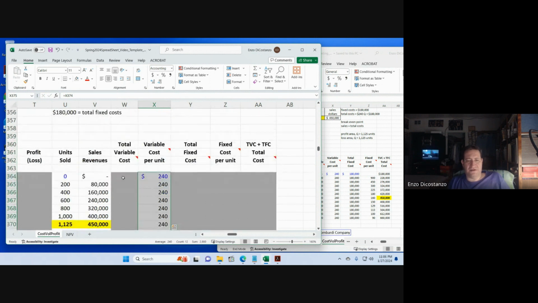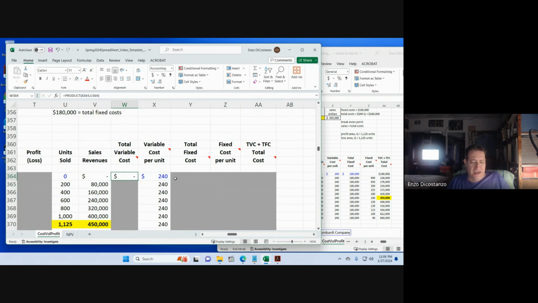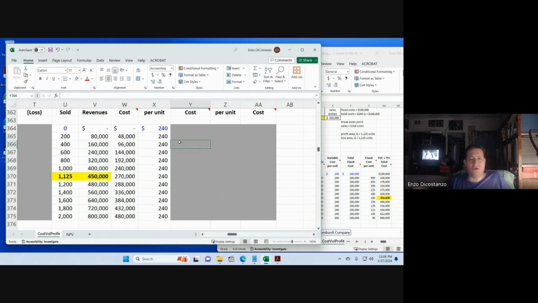That's variable. So the total variable cost will be equal to product, the 240 times units sold. And you don't have to worry about anchoring anything because you have the cost per unit, and then you have the whole units on the left that all align. See, we're clearing out the fill. Don't leave the gray highlights in there. Don't do that. Okay, 480.